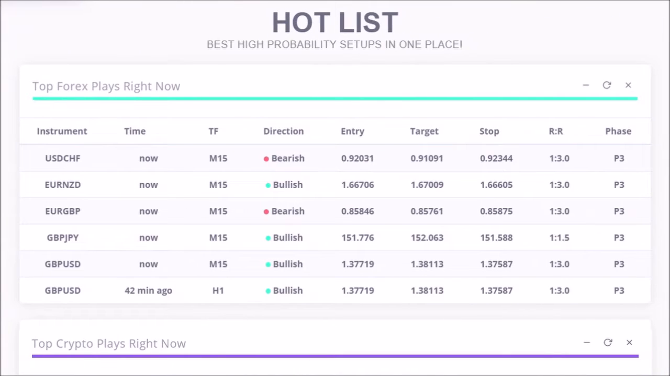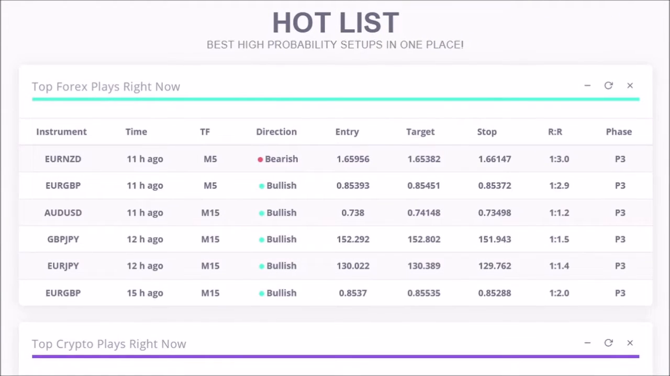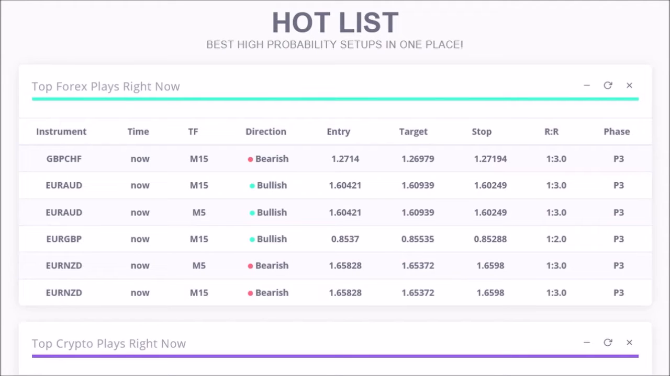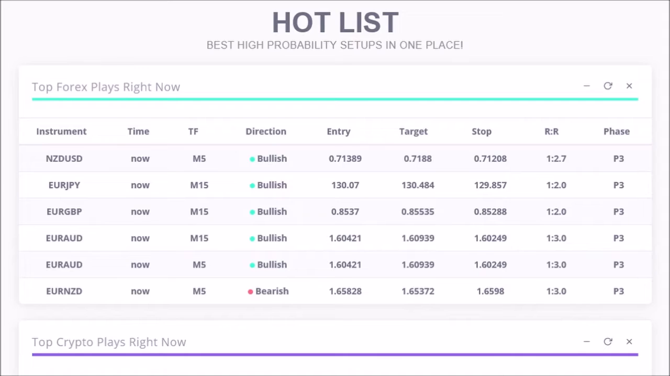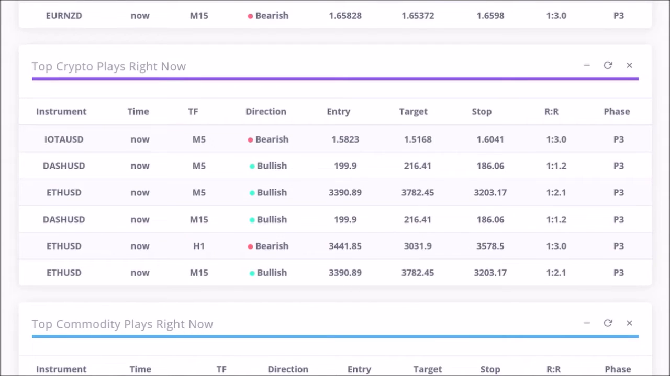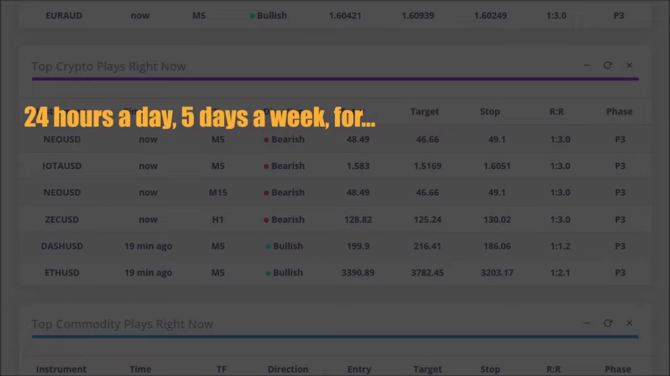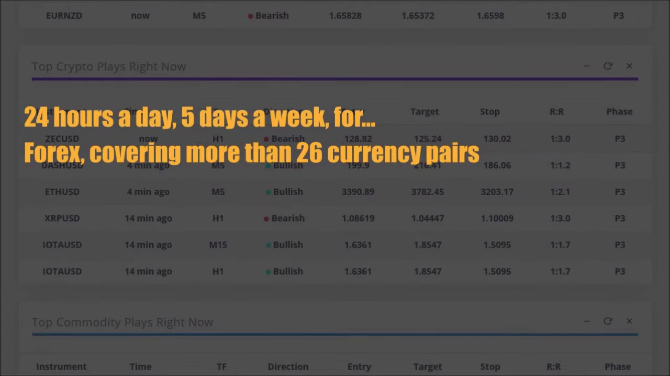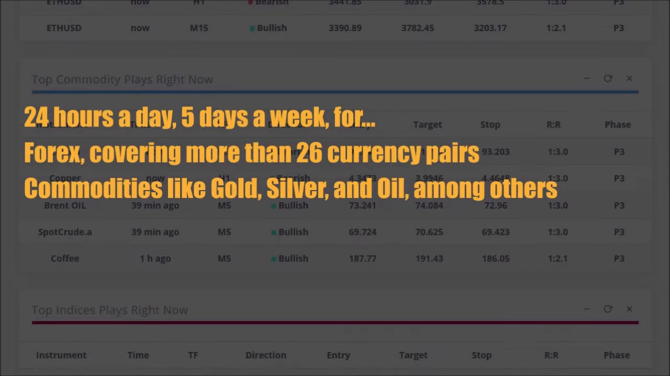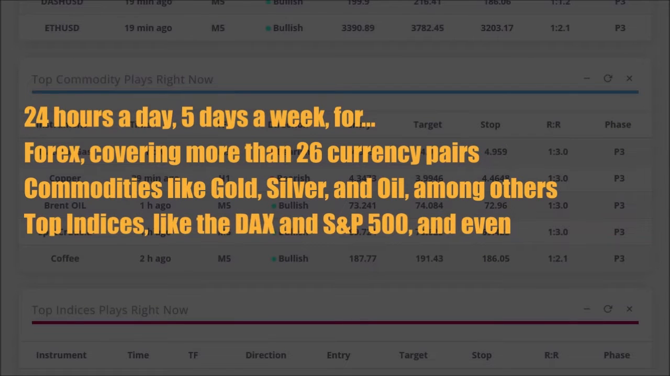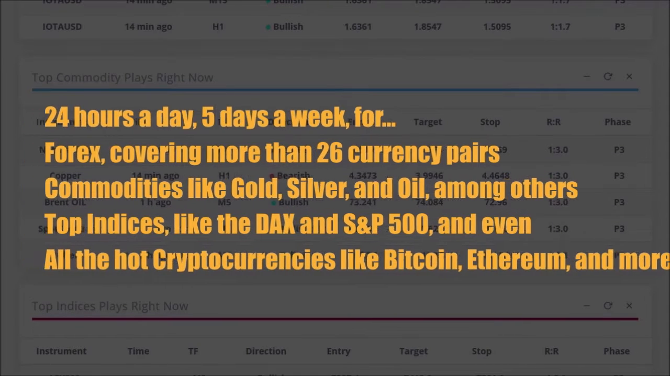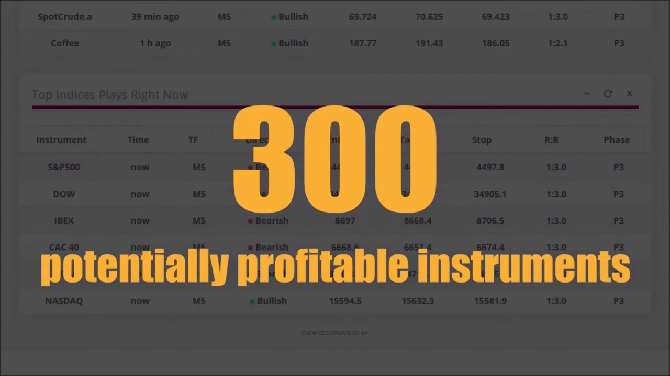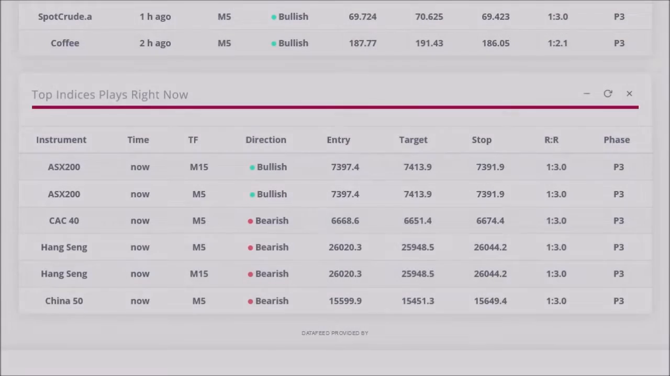It's not a software. It's not a trading system. It's not a robot. What TradeJuice is, is a sophisticated cloud-based integration of proprietary algorithms and learning AI that calculate every candle, pip, and trend in multiple markets simultaneously to deliver hot, juicy trades and setups 24 hours a day, 5 days a week for Forex, covering more than 26 currency pairs, commodities like gold, silver, and oil, top indices like the DAX and S&P 500, and even all the hot cryptocurrencies like Bitcoin, Ethereum, and more. There are 300 potentially profitable instruments that are sifted and sorted every second.